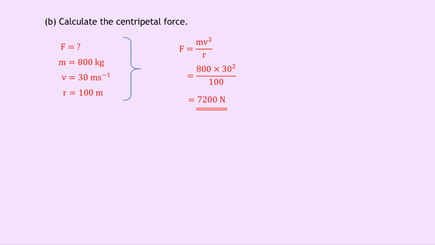Now notice that we could have done this part B a bit quicker using F equals ma, because remember centripetal force is just the equation for centripetal acceleration multiplied by the mass. So we could have used our answer from part A and just multiplied it by the mass 800.